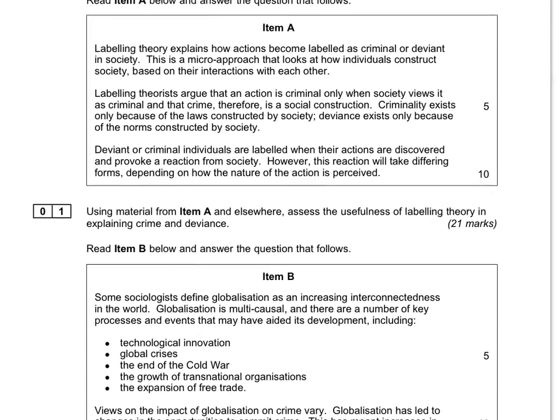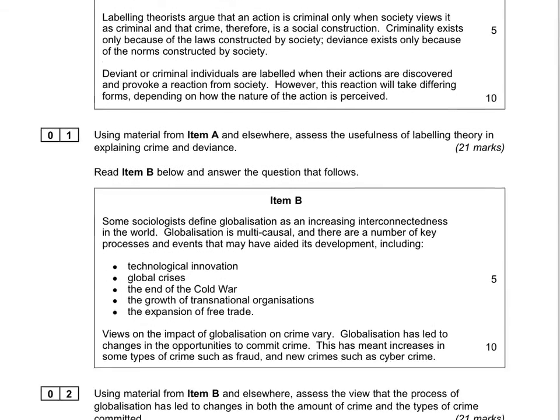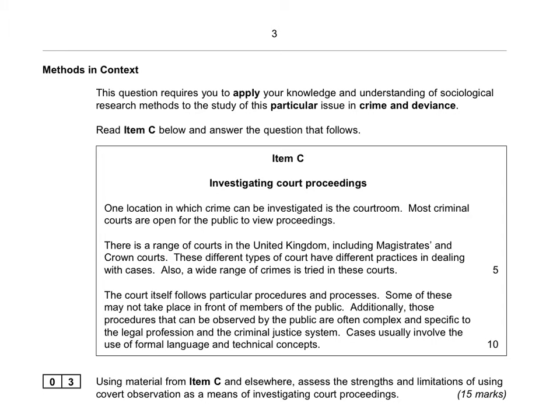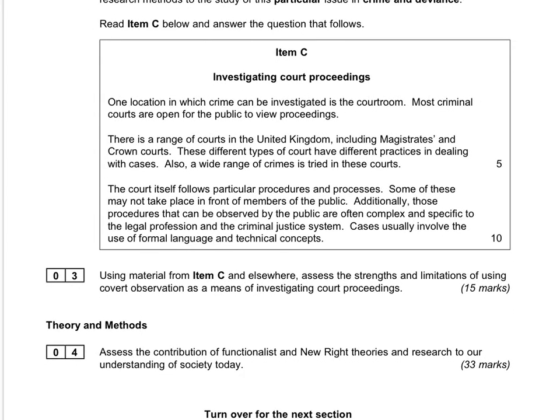Okay, so there's item A, about labelling theory. The question's going to be about labelling theory. Item B is about globalisation. Question, obviously, on globalisation and the different types of crime that have been committed. Have a quick look at the methods and context question. It's on investigating court proceedings. And the method here is covert observation.